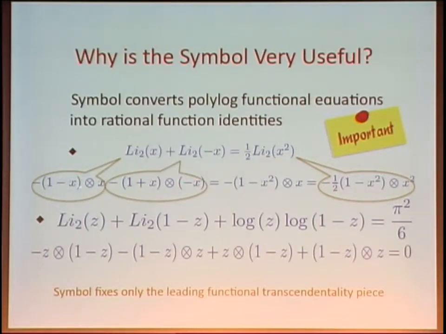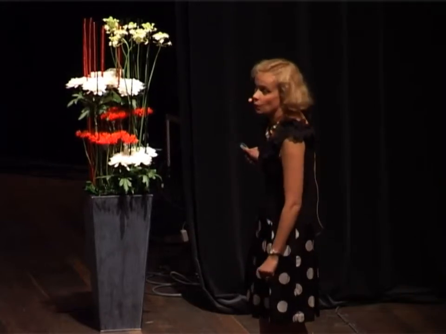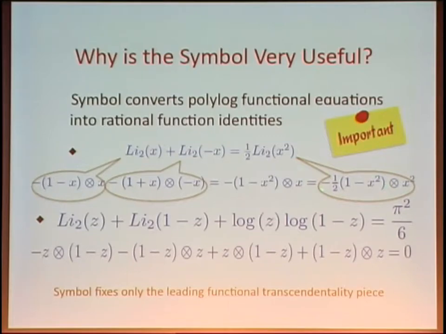Now I combine 1 minus x and 1 plus x, right? And I write it as minus 1 minus x squared tensor x, right? Then I taught you another property that you can rewrite this x: you can pull out the 1/2 and write it as x squared. So is that clear? This is really the core of the whole idea. So at the very end, you get minus 1/2, 1 minus x squared tensor x squared. And this is nothing but the symbol of 1/2 Li2 of x squared.